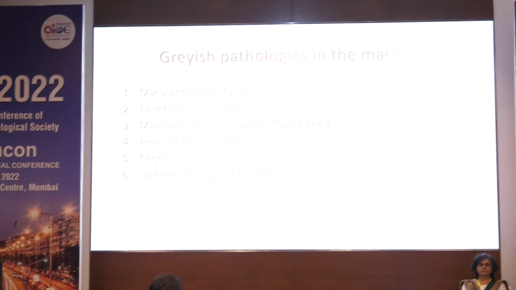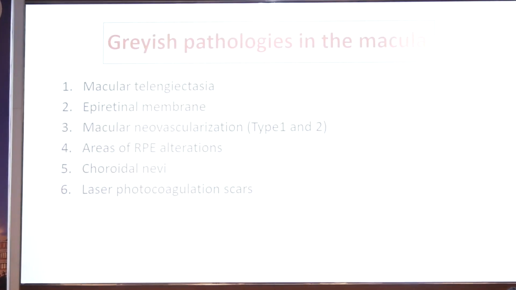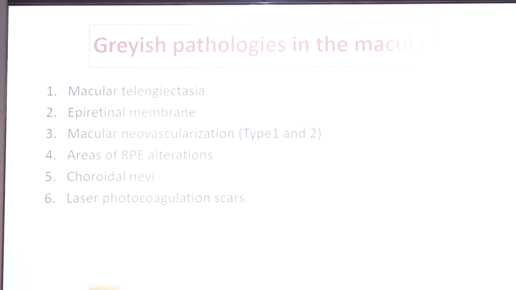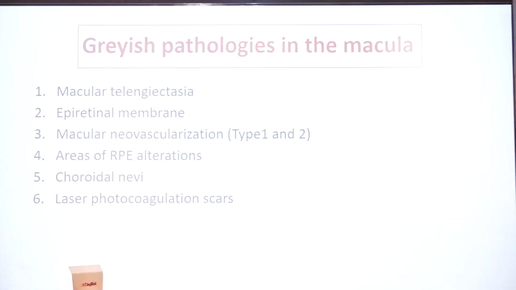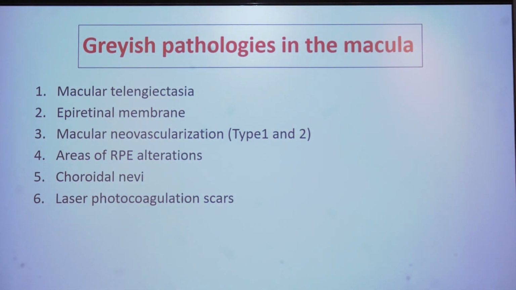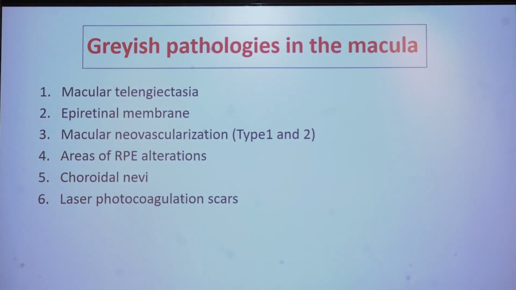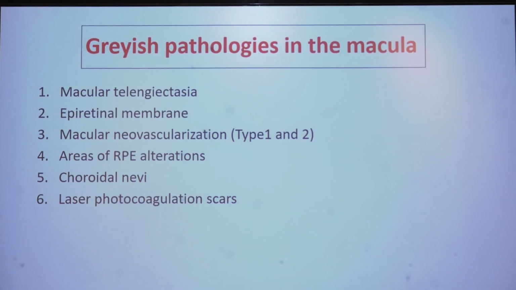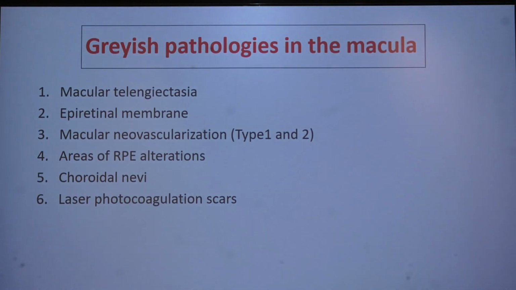We're not talking about black pigmented lesions because that's a different kettle of fish, but you have MacTel, you can have epiretinal membranes, which, if they are strong enough and pulling long enough, can cause RPE alterations. You can have macular neovascularizations, type 1, type 2. You can have areas of RPE alterations, which could be RPE rips, RPE atrophy, or other changes in certain other diseases like chronic CSR. You can have choroidal nevi, or faint laser photocoagulation scars.